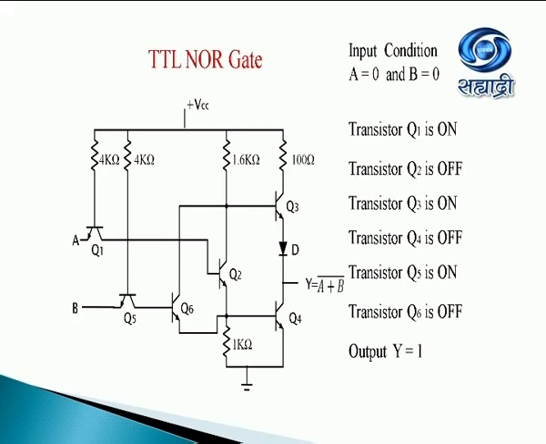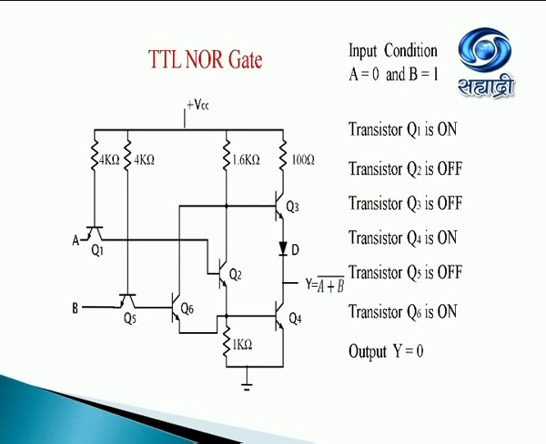Input condition 1, A is equal to 0 and B is equal to 0. Emitters are connected to ground. Transistor Q1 and Q5 both are on. When transistor Q1 and Q5 both are on, the collector of Q1 and collector of Q5 both are low. And so both the transistors, if we consider these two transistors, are off. And so collector of Q2 is high. That is connected to base of transistor Q3, so it is high. And so transistor Q3 is on and transistor Q4 is off. As transistor Q4 is off, Y is equal to 1.